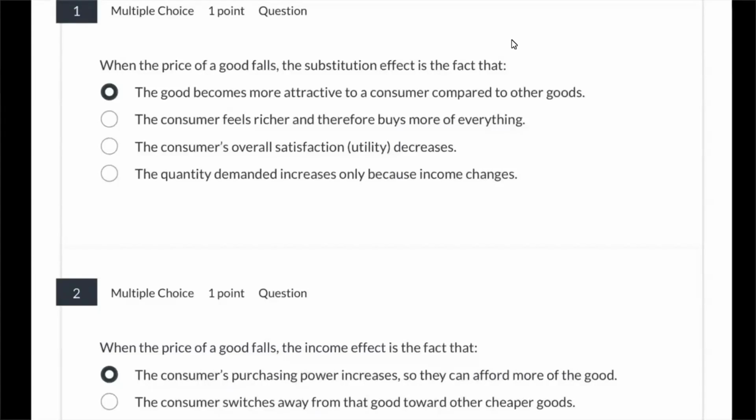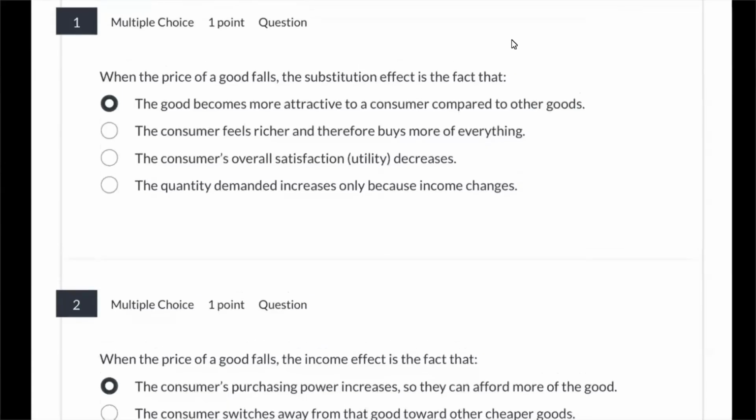I'm going to go through 7.2 income and substitution effects. The first question says, when the price of a good falls, the substitution effect is that when one good gets cheaper, it becomes more attractive to buy that good compared to other goods. There's A here. The good becomes more attractive to consumers compared to other goods.